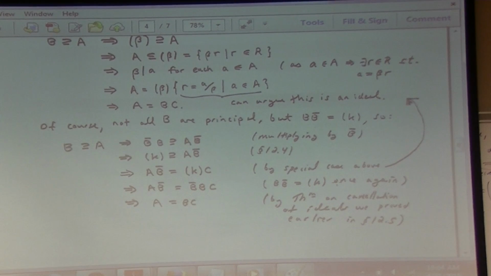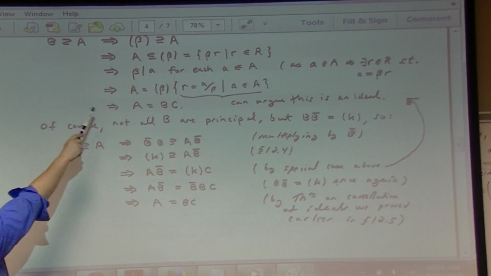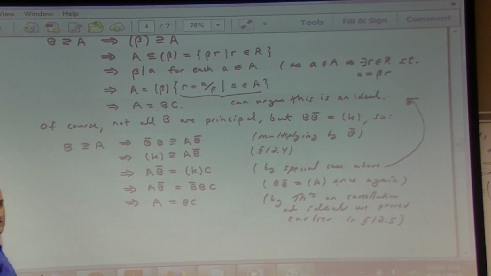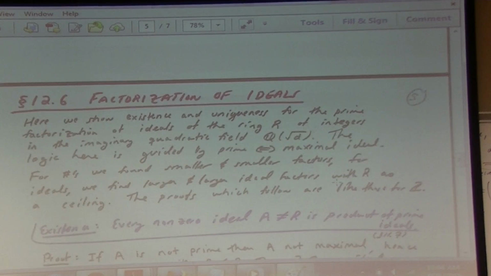These arguments are kind of slick. I think if I tried to attack it directly, it would have been much more cluttered. If you tried to do all of the logic of this in this notation, it would have been messy. These arguments are nice. And that brings us to factorizations of ideals. This is a wonderfully simple section.